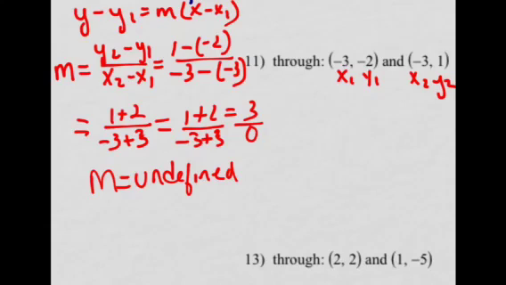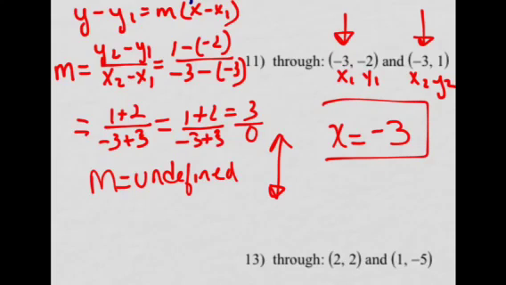So if we think of slopes, the only way that we can get a slope that's undefined is if we have a line that goes straight up and down, which means this crosses the x-axis. And if you notice, our x's are the same. In fact, our x equals negative 3. Since our x's are the same, this would be the equation. We can't put it in slope-intercept form because our slope is undefined.